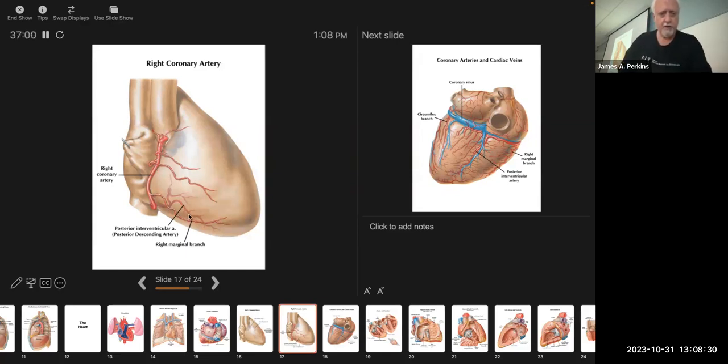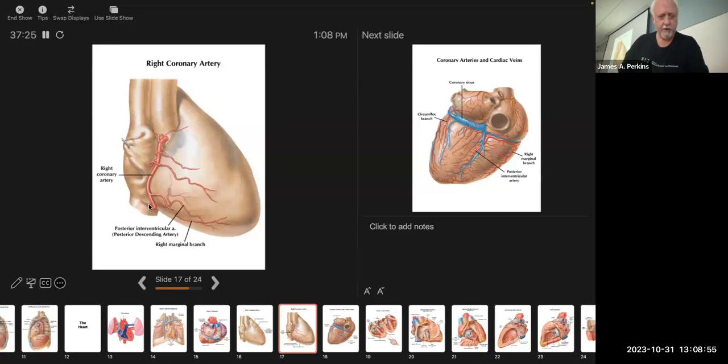And when it reaches the sort of bottom right-hand edge of the heart, it gives off a branch called the right marginal branch. It's called right marginal branch because oftentimes this edge of the heart, which is resting on the diaphragm, is sometimes referred to as the margin of the heart. So it's coming off the right coronary and it's sitting on the margin, so it's right marginal branch.